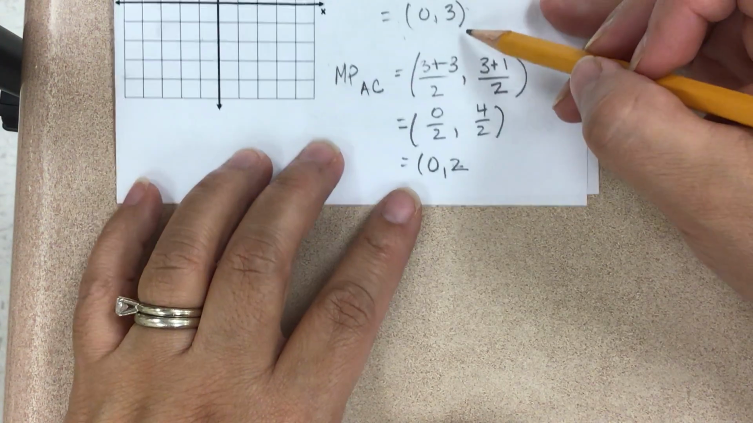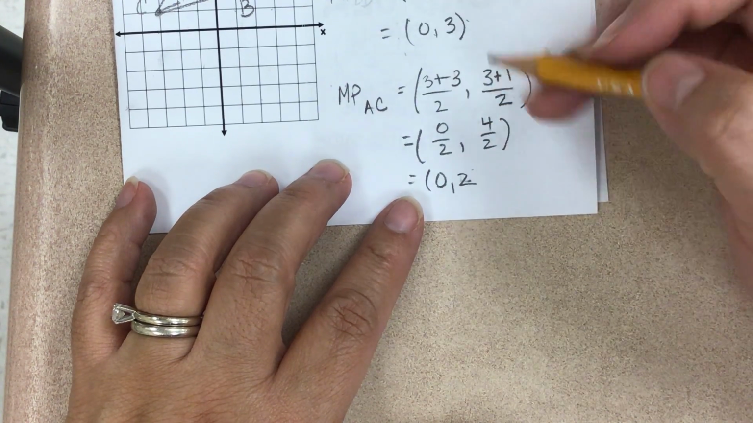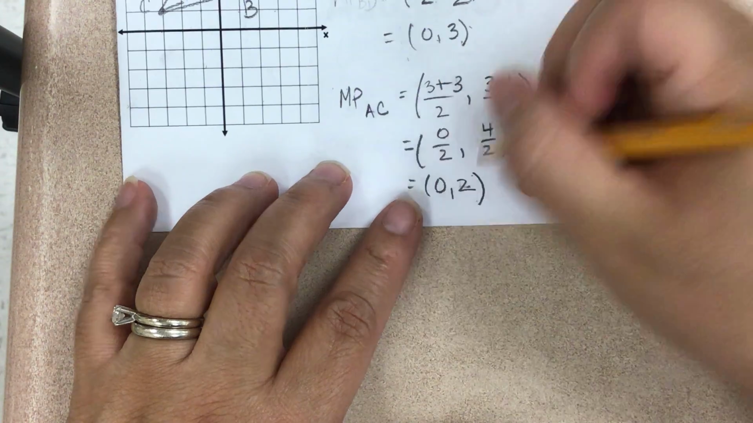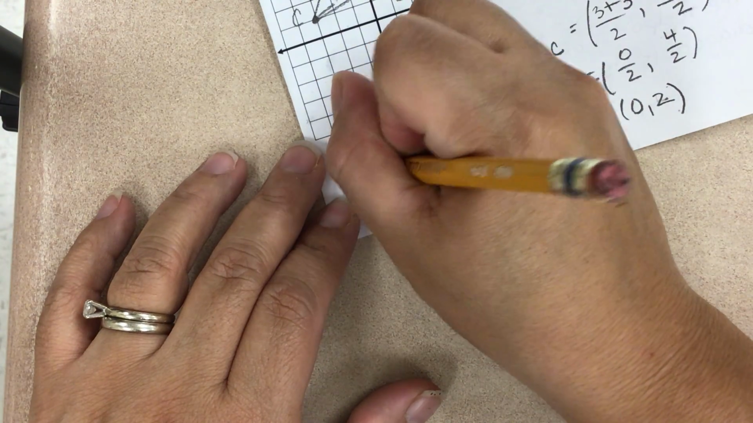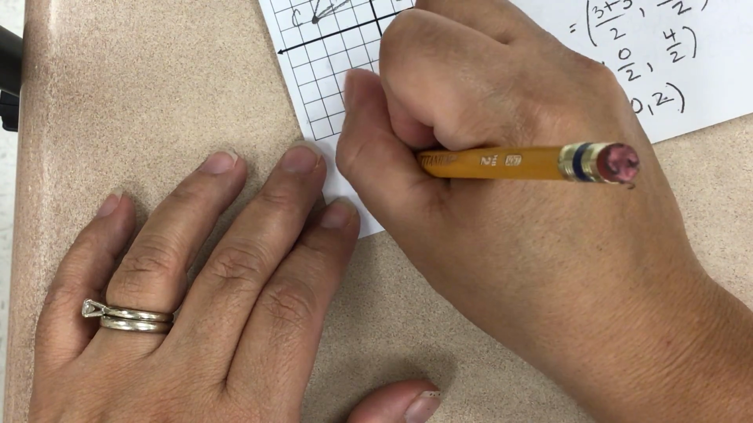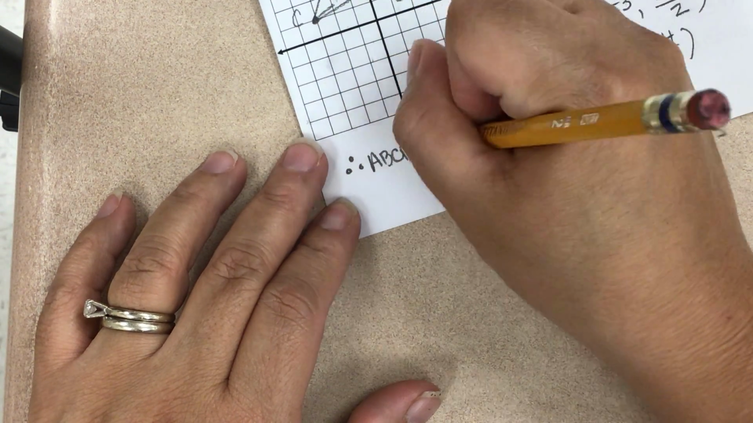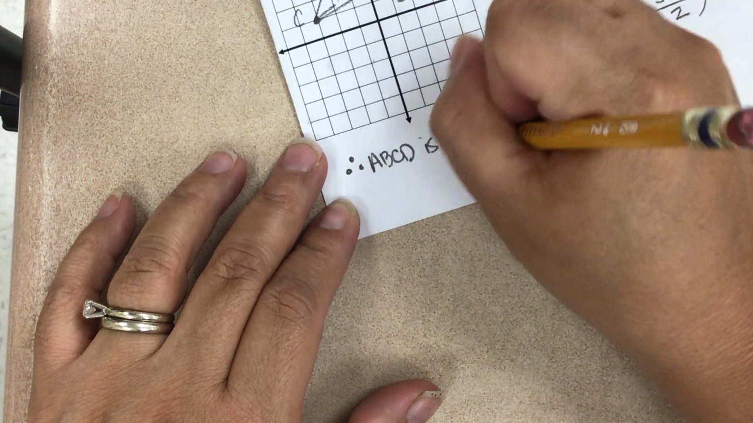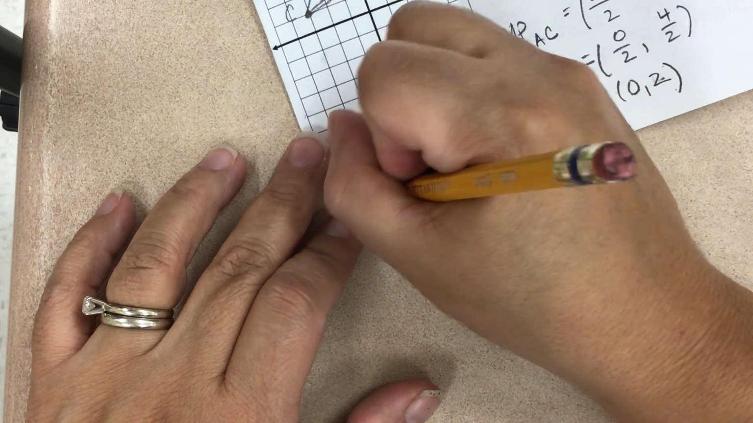So I did the same thing for AC, but as you can tell, it is not the same. Therefore, ABCD is not a parallelogram.